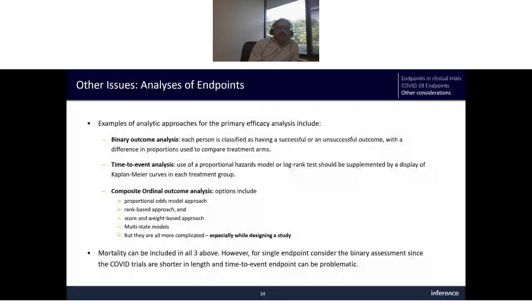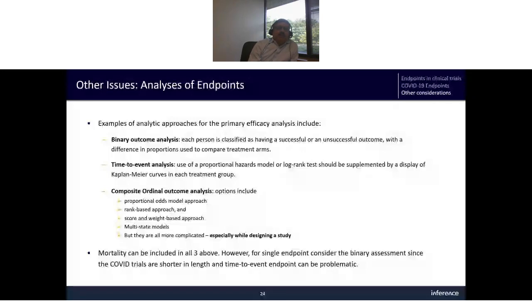So in terms of analytical strategies for these endpoints, right now most of the endpoints can be analyzed as a binary outcome, for example, success or failure, the proportion of people who are dead, or who have respiratory symptoms or who do not, etc. Right? For time to event analysis, we can use a proportional hazards model, which is a statistical method for a regular time to event analysis, time to death, etc.